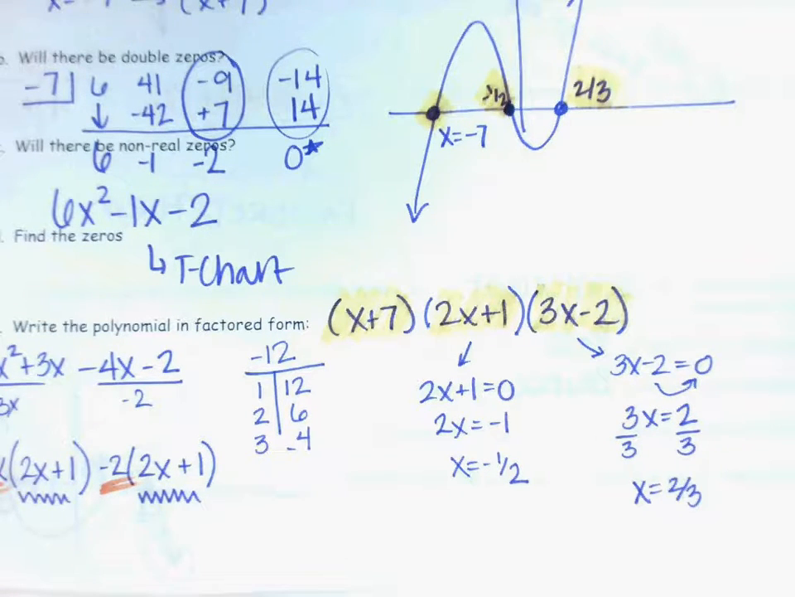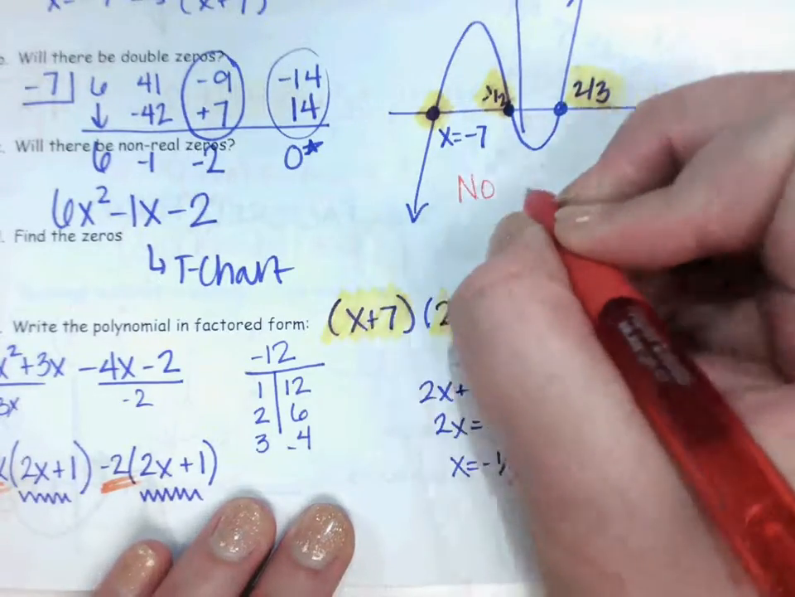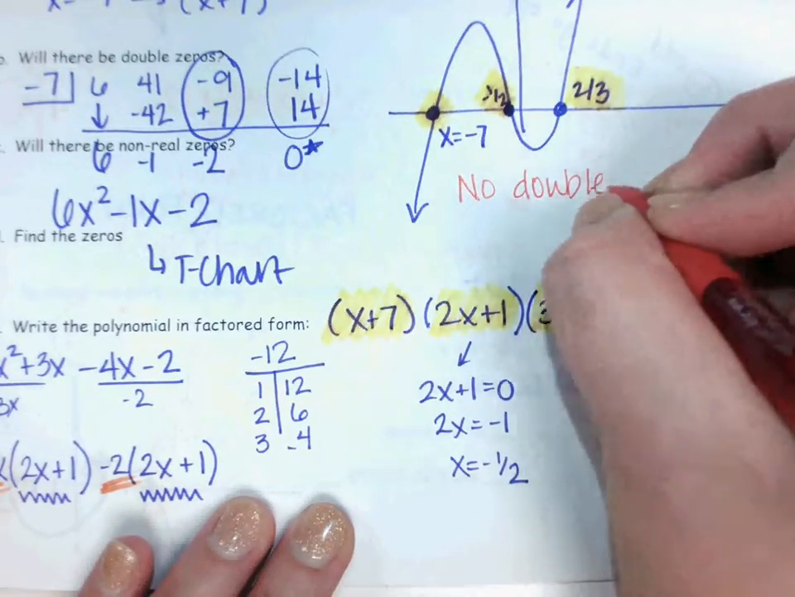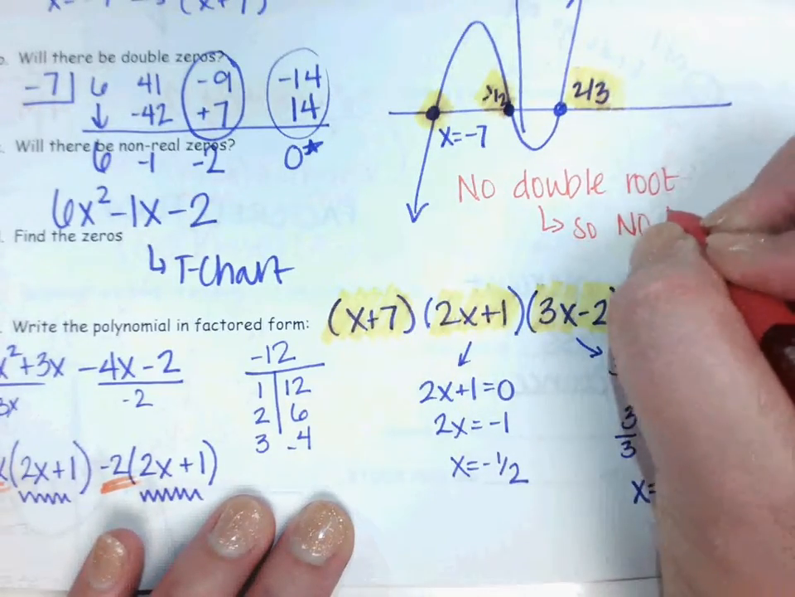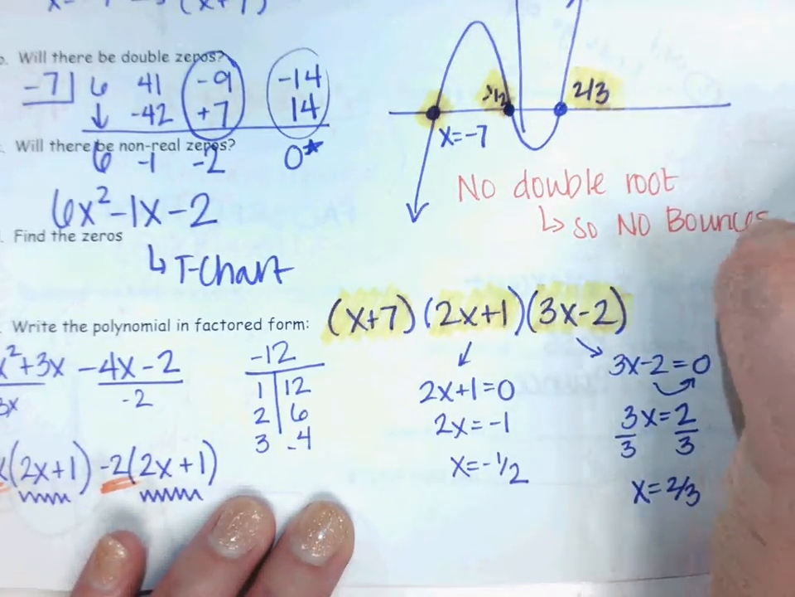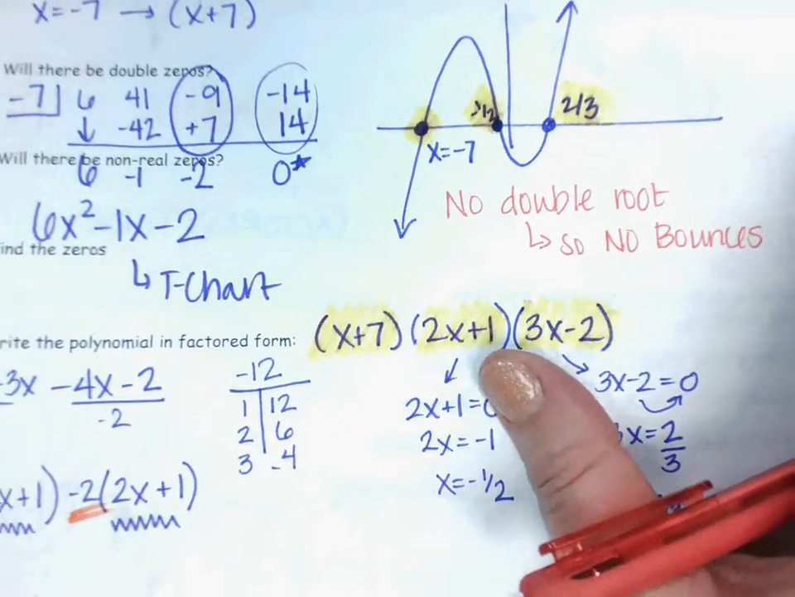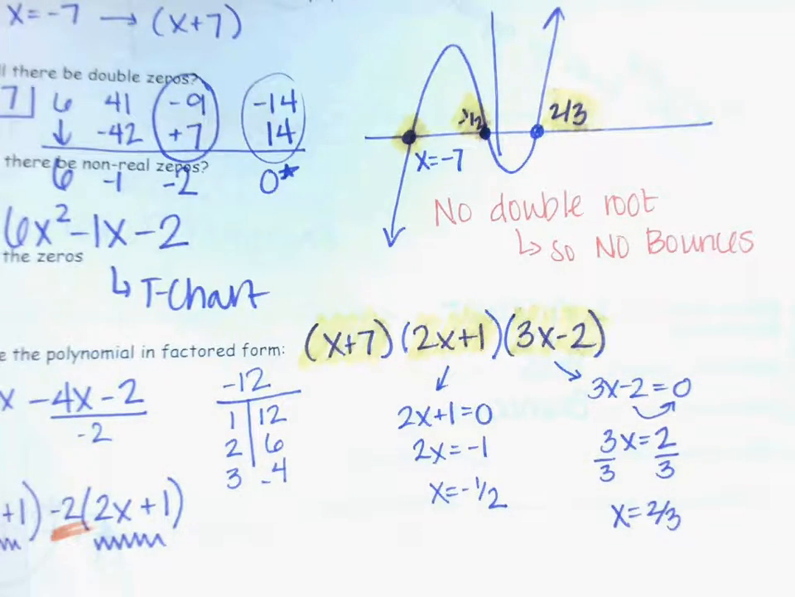Now also, did any of these bounce or did they all pass through? They all passed through because were any of them doubles? No. So I'm going to put down here, there were no double roots. So no bounces. Okay, but remember, a bounce is when it's going to hit the x-axis and then stay on the same side.